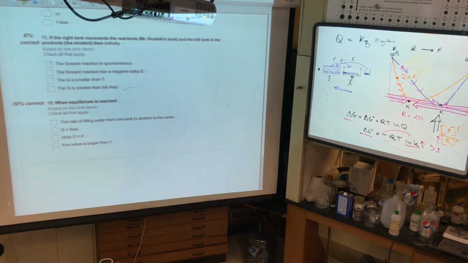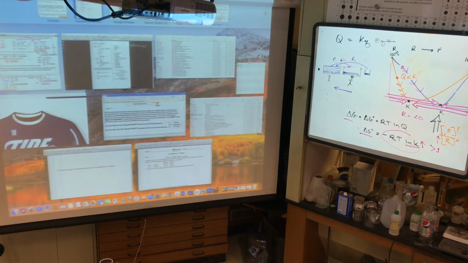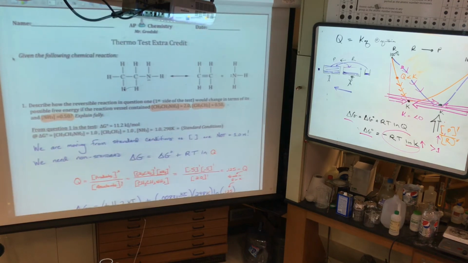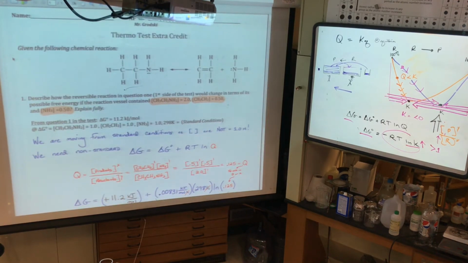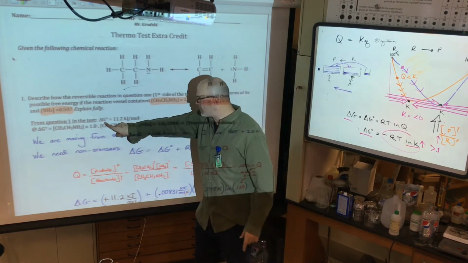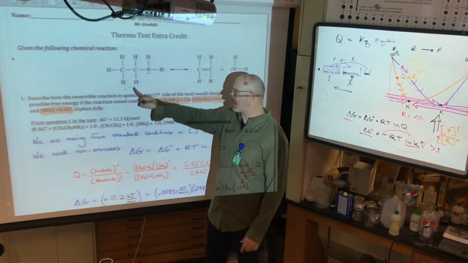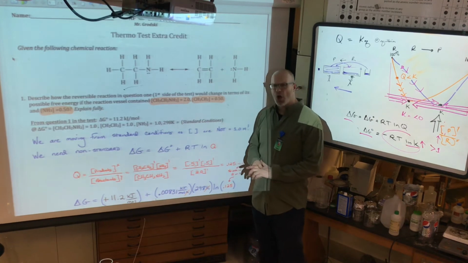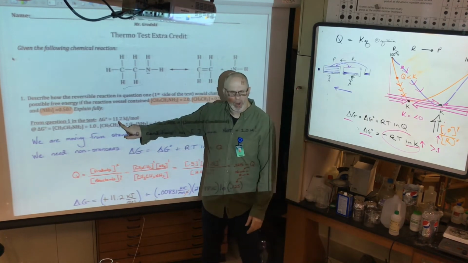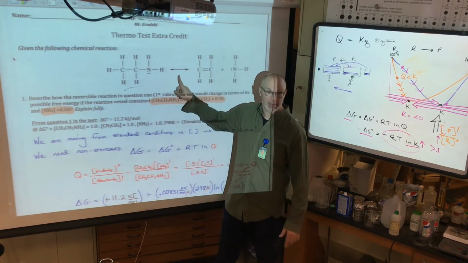Okay, so let's go on to your extra credit test. I know you don't have it in front of you, but I want to talk about it, because guess what? There's everything to do with this. So look at this reaction, party people. Now, from question 1 of the test, delta G was positive, which means this reaction did not go spontaneously. But look at the value, it's small. So there is reversibility, isn't there?